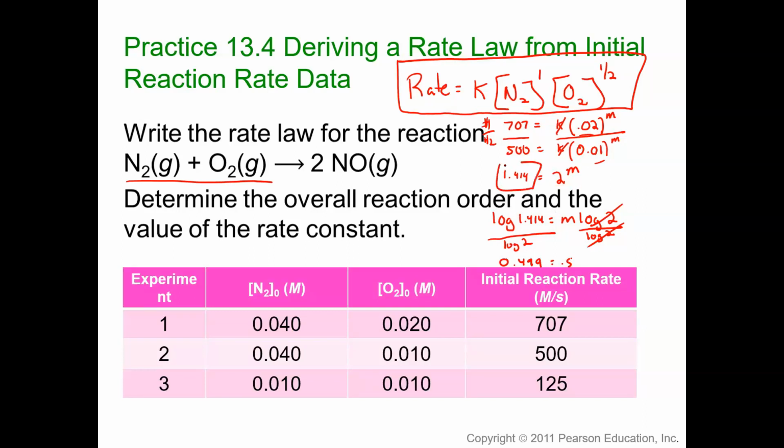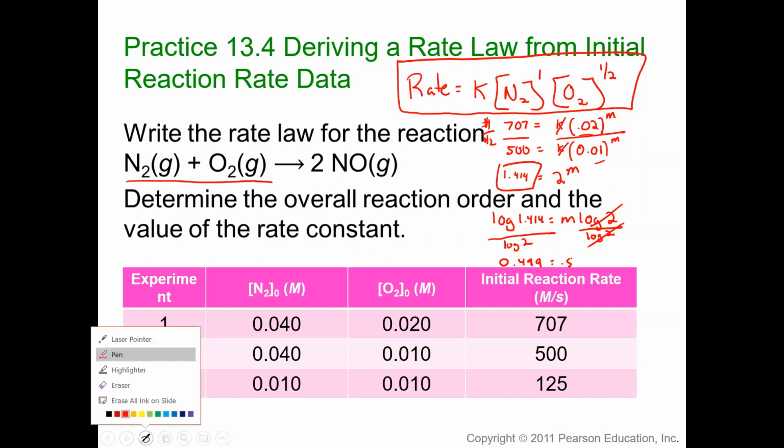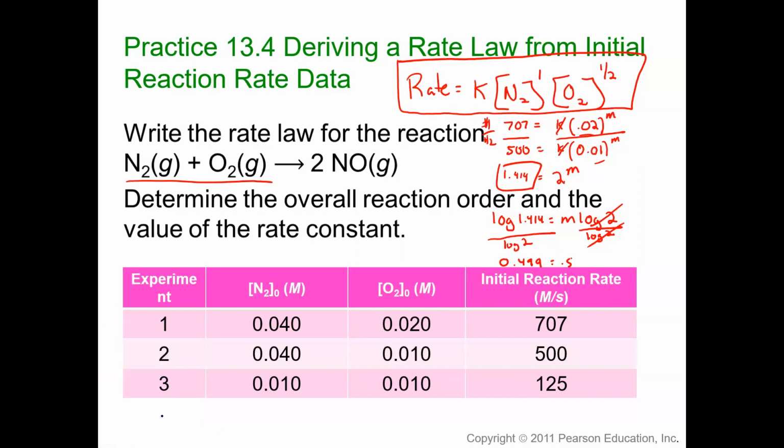So when you take the log of this side, I'm going to do this in a different color. Do it blue. When you take the log of this one, it just becomes log of 1.44. And this one becomes m log 2. And then divide by log 2 on both sides. Take this, and you get 0.499, which is 0.5, which is 1/2. So m equals 1/2.